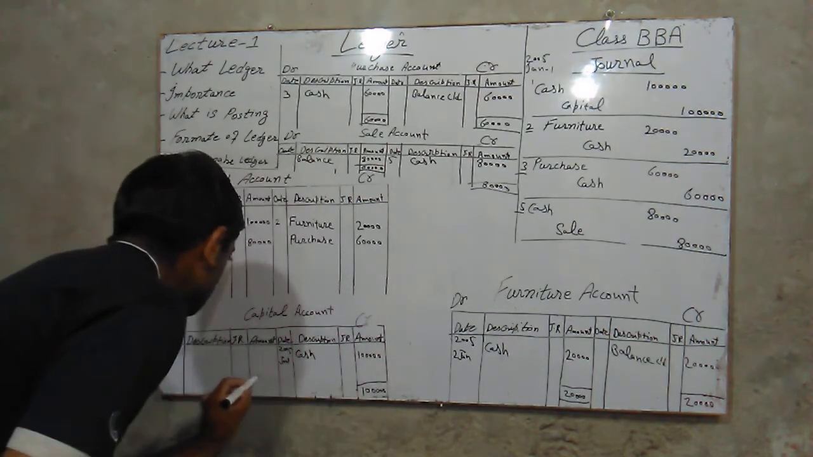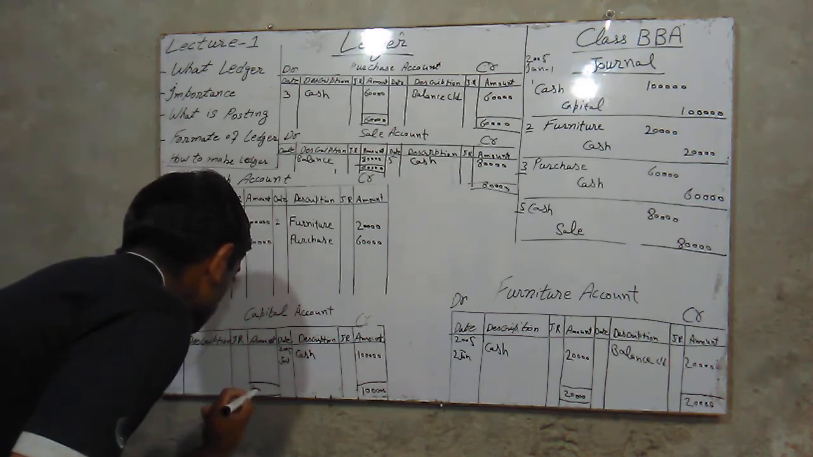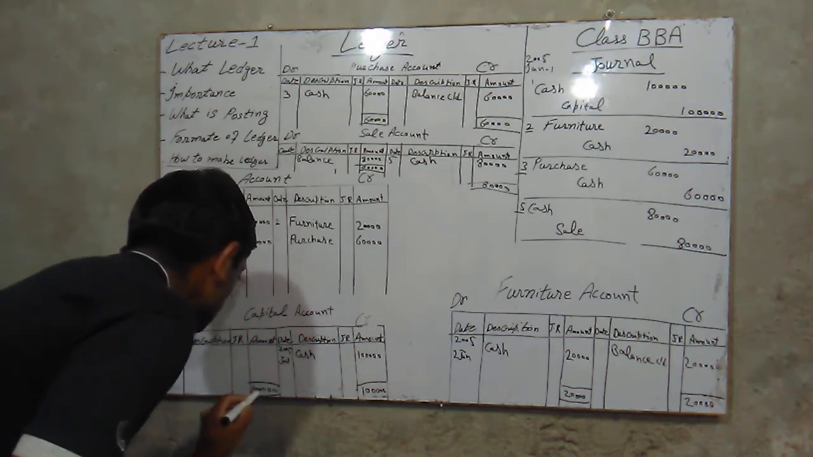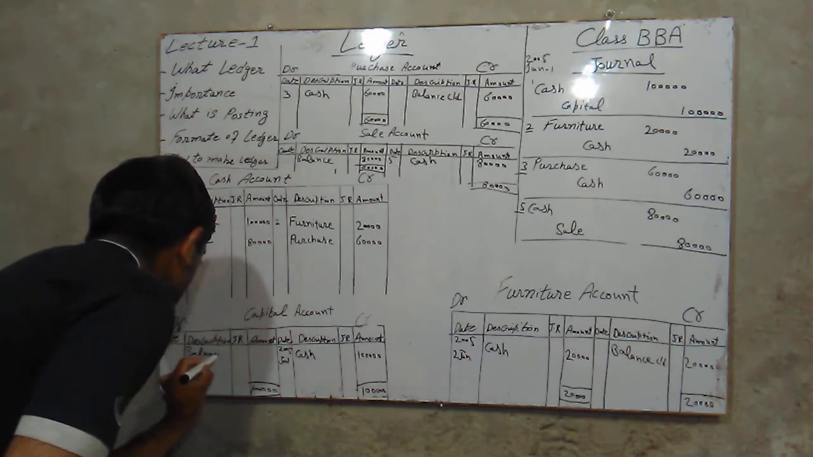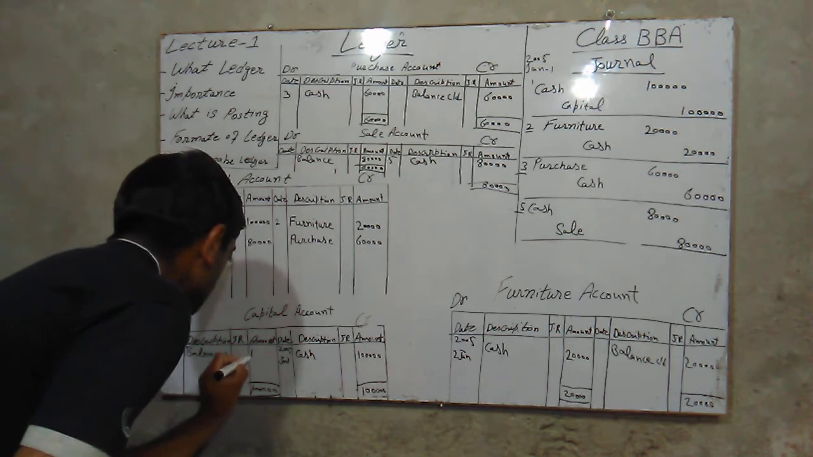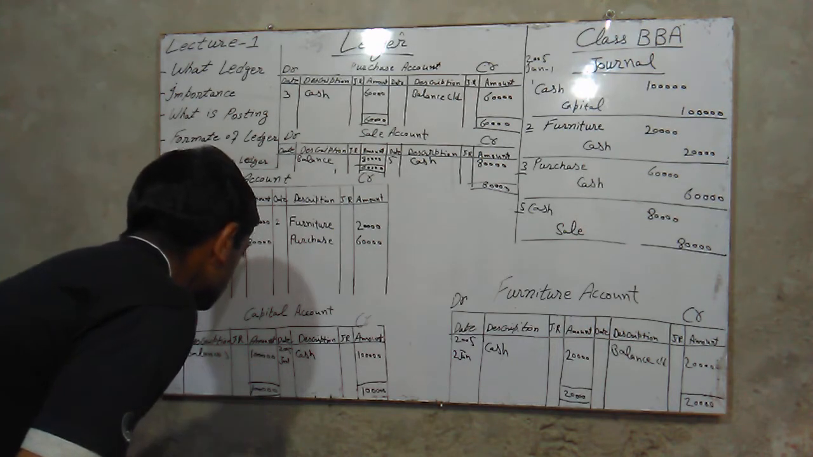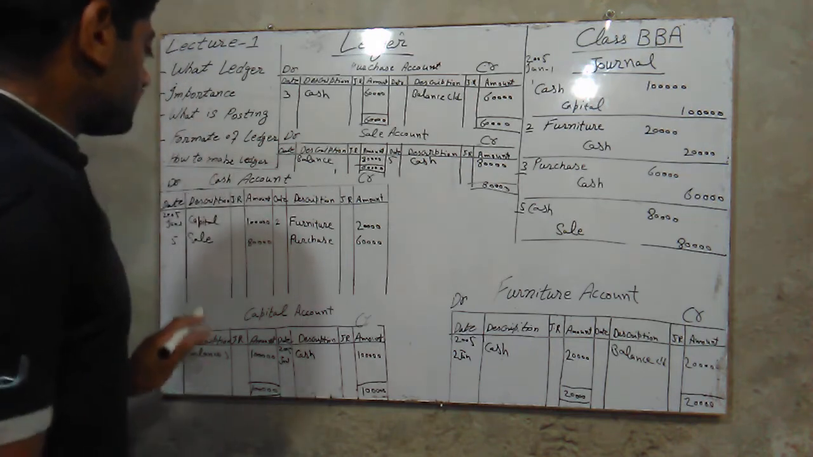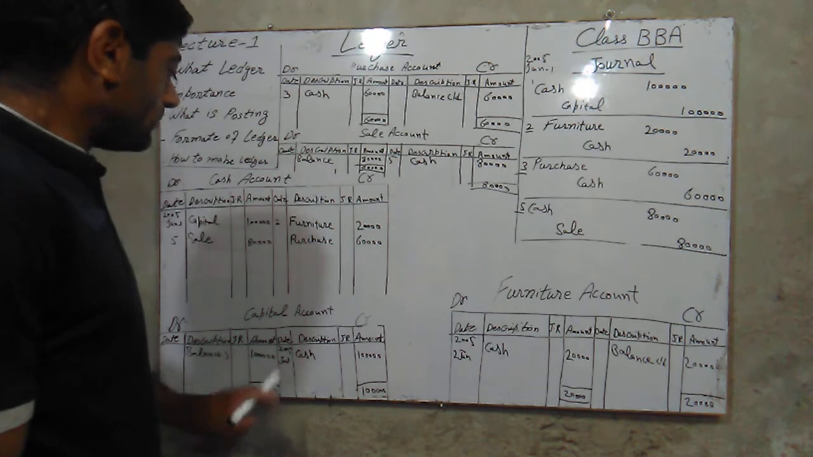So next one, the balance is 1 lakh. So this is the capital account balance. So it's a credit balance.